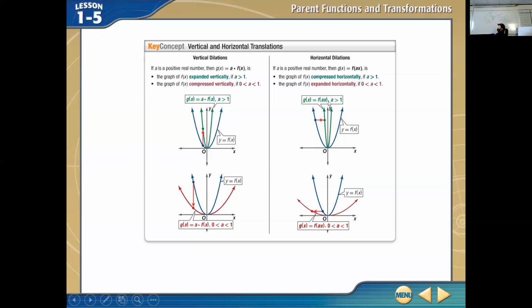Horizontal, same exact thing. If A is greater than 1, we're stretching it vertically or we're compressing it horizontally. And if A is between 0 and 1, once again, we're stretching it vertically or compressing it vertically. So these two run hand in hand. The key being, pay attention to the absolute value of A. If it's greater than 1, it's stretched vertically. If it's between 0 and 1, it's compressed vertically.